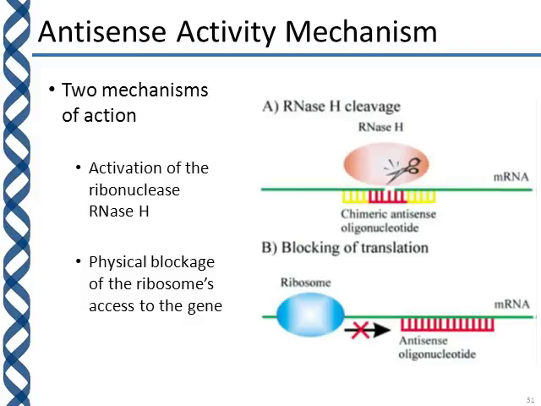Or there can be a physical blockage of the ribosomal access to the gene. So you have the messenger RNA, your antisense oligonucleotide binds to the messenger RNA, so when the ribosome starts translating the messenger RNA, it's physically blocked from its movement down and translation of the messenger RNA.